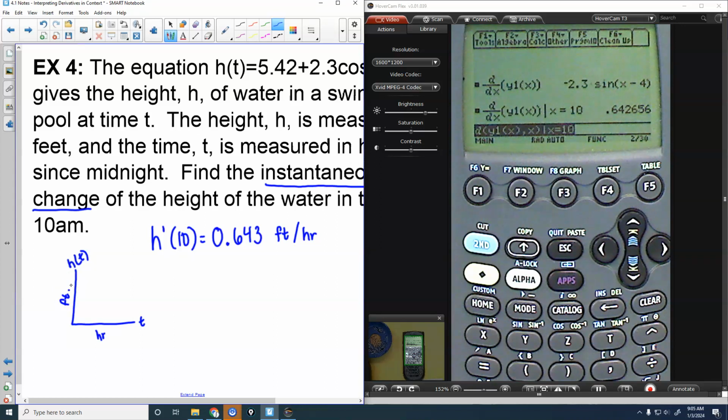So at 10 a.m., your rate of change of the water is 0.643 feet per hour. What's happening to that pool? Is the height of the water going up or down at that point? It's up, because this is positive. What would it look like if you had a leak, if it was going down? Negative. You'd have a negative right here.